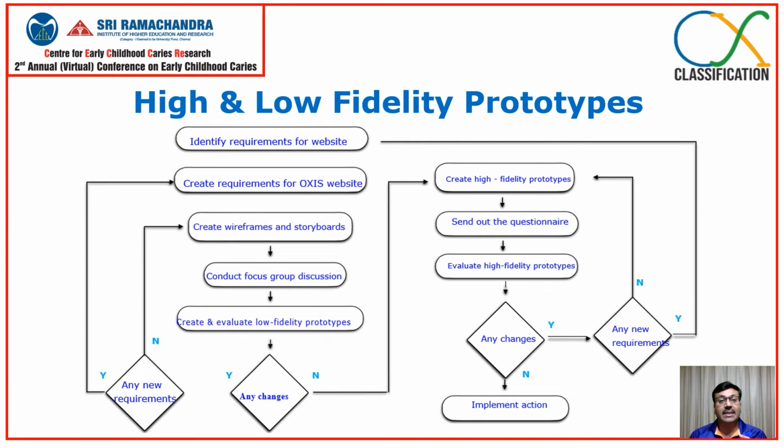So this is the schematic diagram describing the process of development of high and low fidelity prototypes. Firstly, the website requirements were identified, followed by its creation through wireframes and storyboards. It was followed by conducting a focus group discussion. This helped us, as I mentioned, to create and assess a low fidelity prototype in paper form. Any new requirements, suggestions, changes were then incorporated. This was followed by the creation of a high-fi prototype through questionnaires. Any required changes and suggestions provided by an expert group were then implemented.